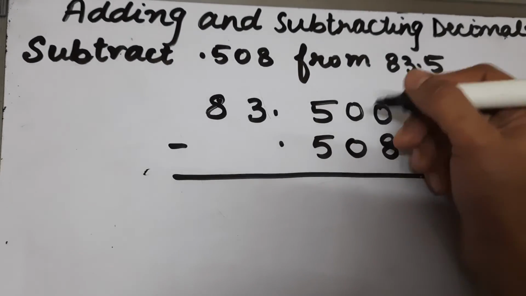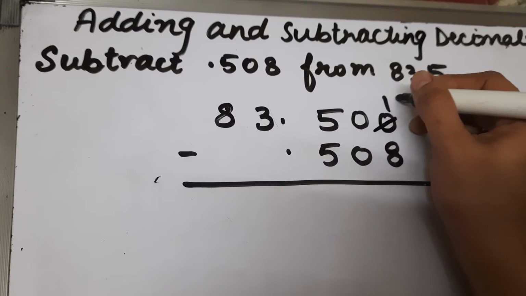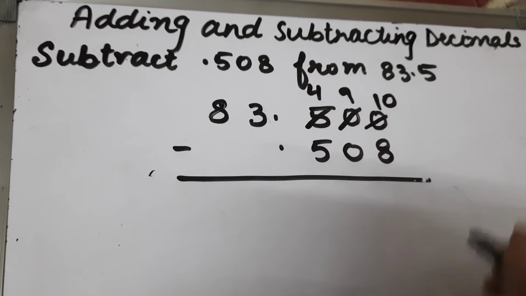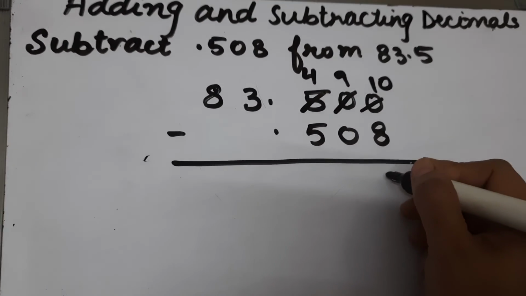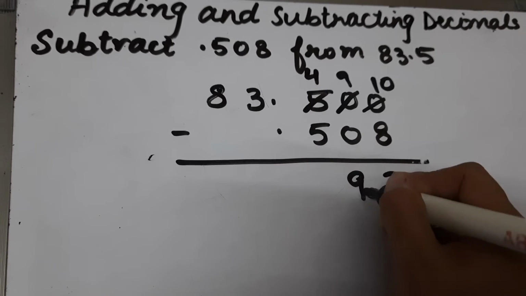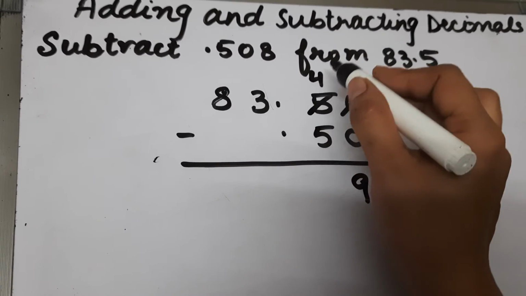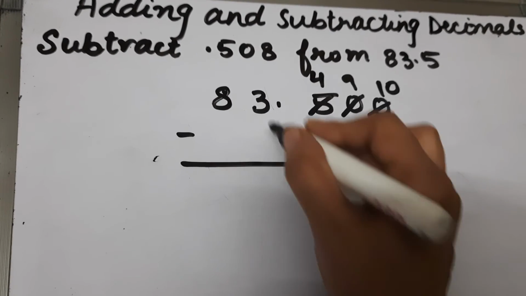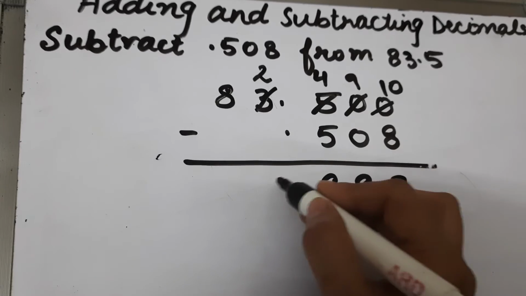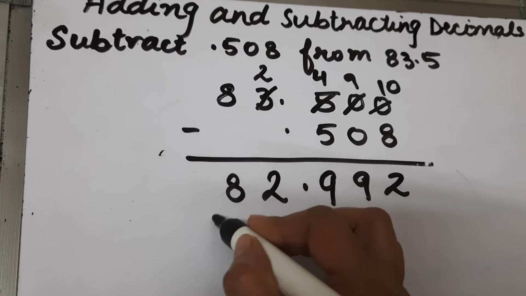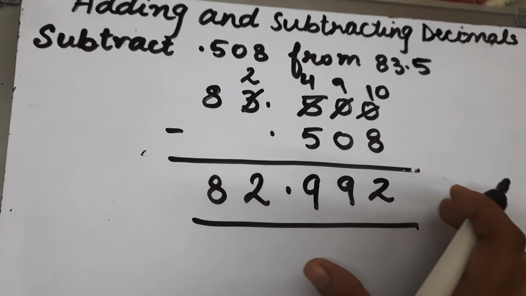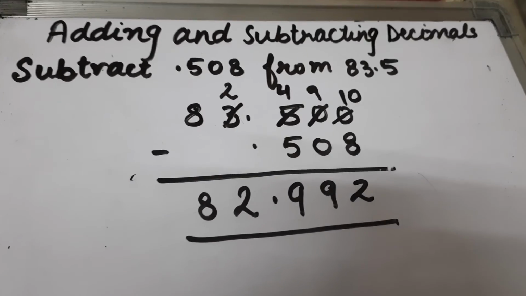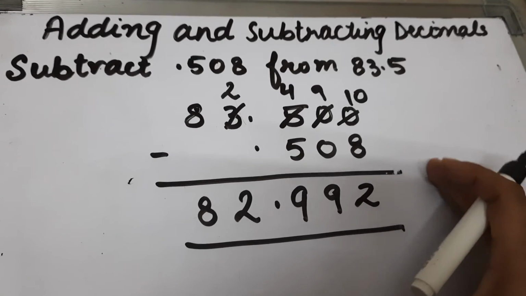Now it's easy to subtract. This will be 10, this will be 9, and this will be 4. 10 minus 8 is 2, here will be 9, and 4 will become 14, and 14 minus 5 is 9. This will be 2, and this is 8. So our answer is 82.992. This way we subtract the decimal fractions.